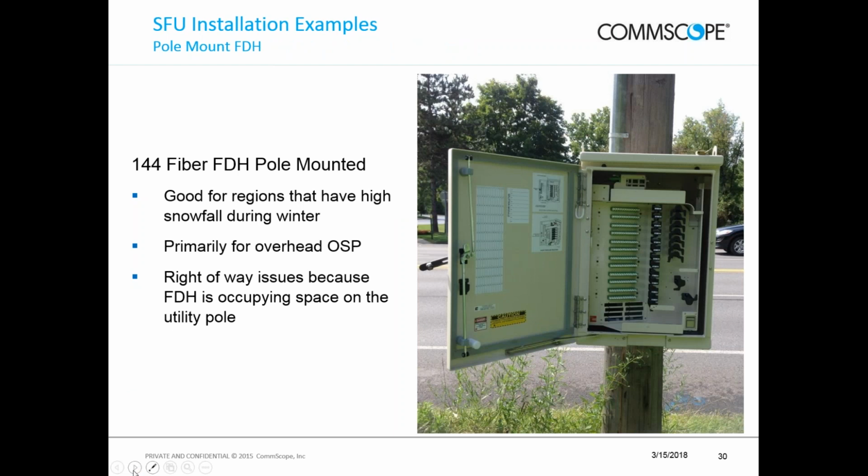This is a pole mount FDH, kind of a unique niche market here. It's really good for regions that have a lot of snowfall. As you can imagine, if these are mounted on the sidewalk or next to a road or highway, they can become obscured once you get a few feet of snow. So locating them can be rather difficult sometimes. So that's why this company, at least from this picture, had chosen to pole mount them so they can have access to them year round. Again, it's primarily used for overhead plant.